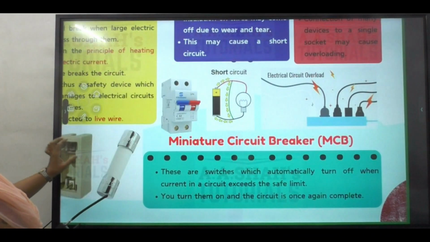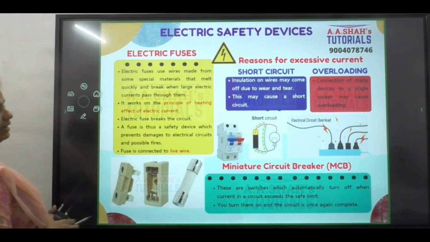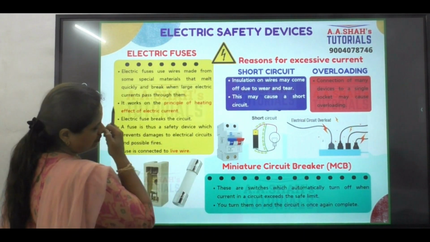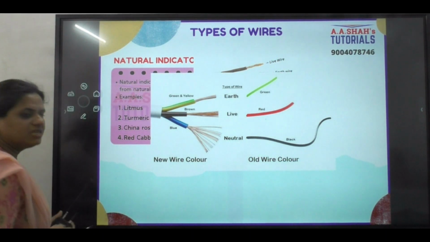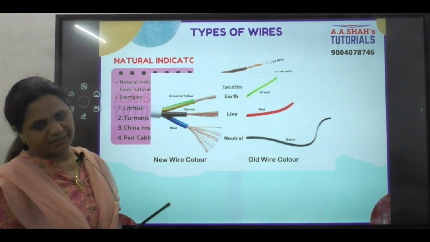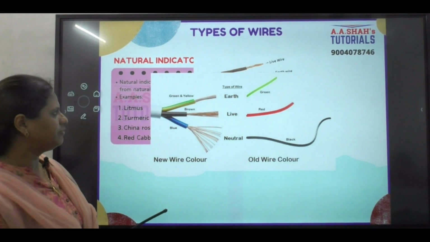So that's all we have for today. There are two other topics which are important. One is, of course, magnetic effect of electric current and electromagnetism, which we'll see further.